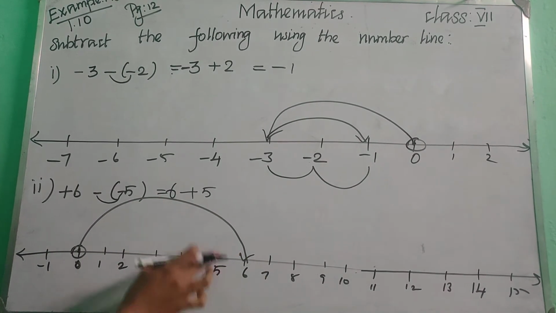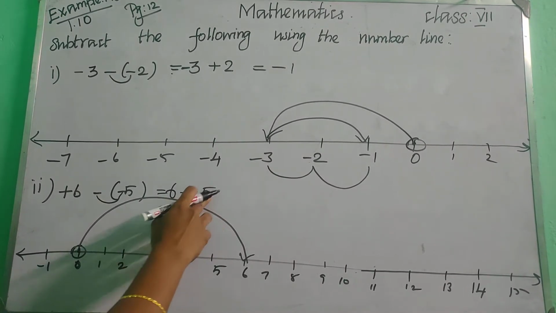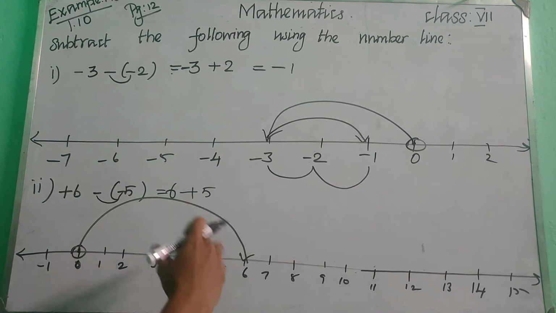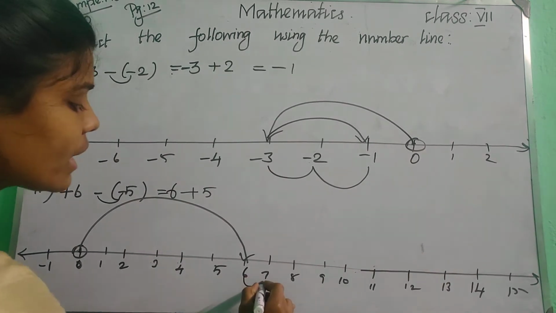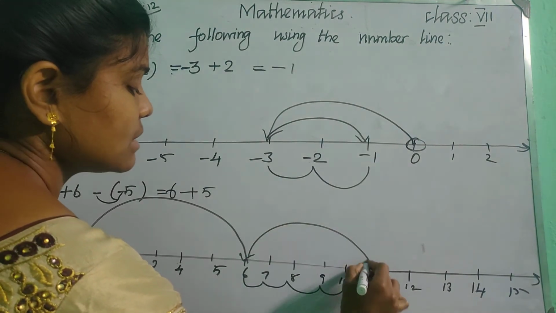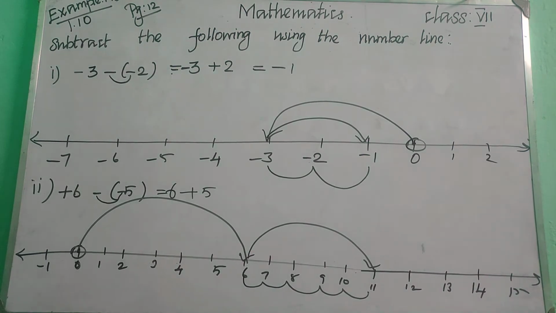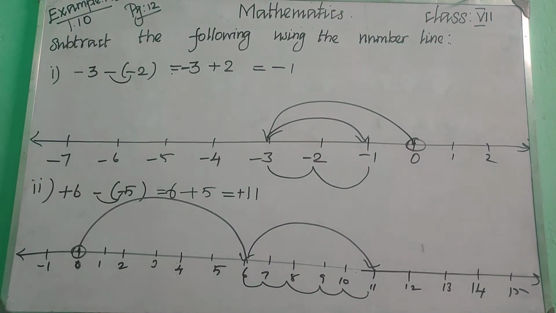Now we need to add plus 5. 5 is also in the positive direction, so from 6 we need to move 5 steps to the right side. 1, 2, 3, 4, 5. So the answer we are getting is 11. Is it clear?